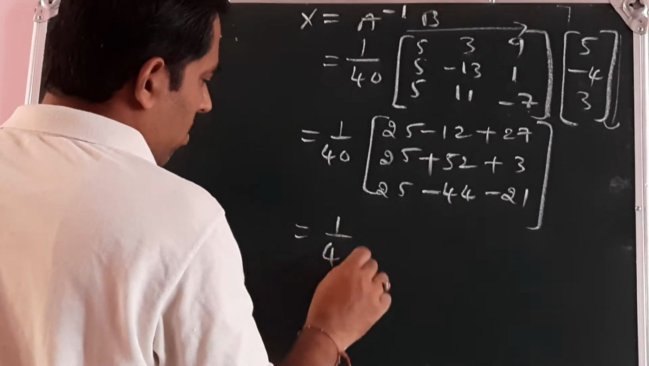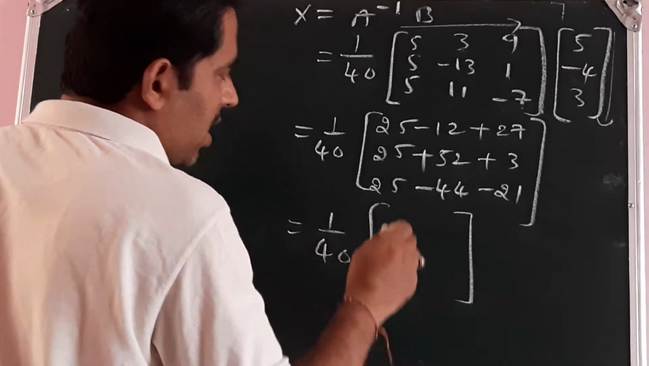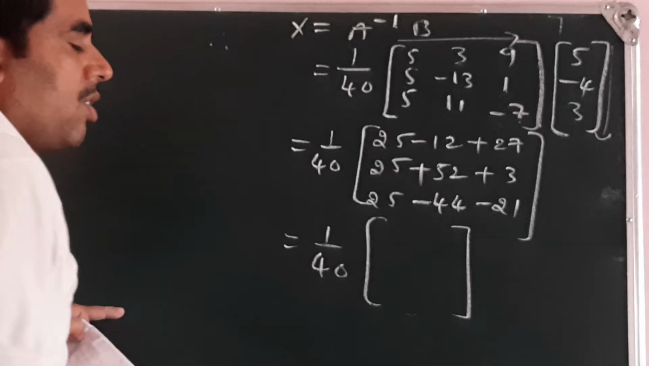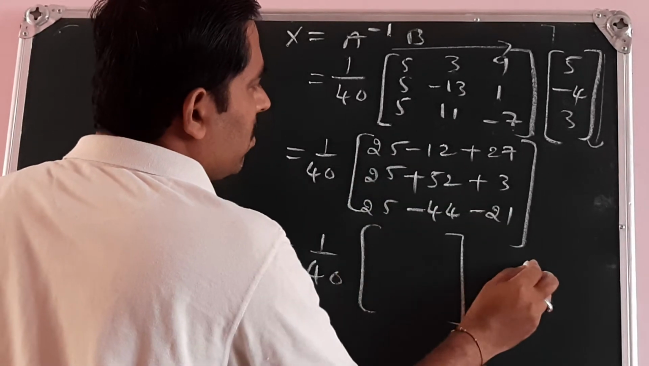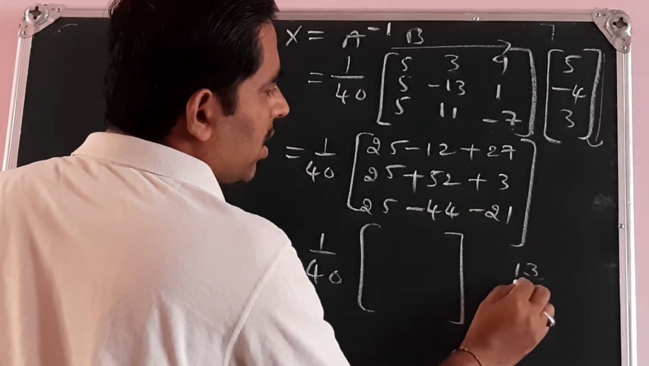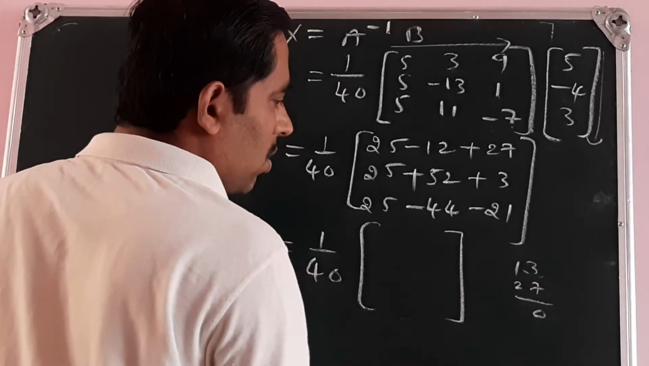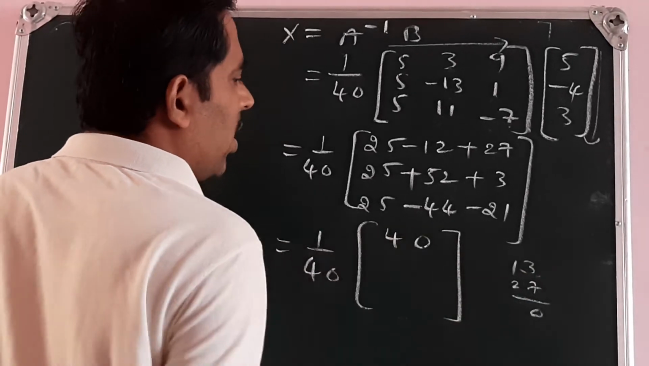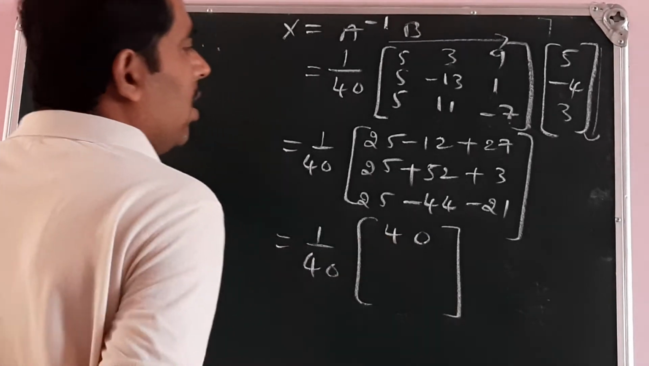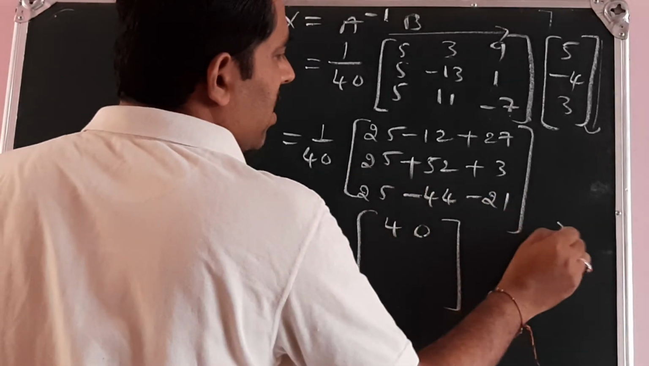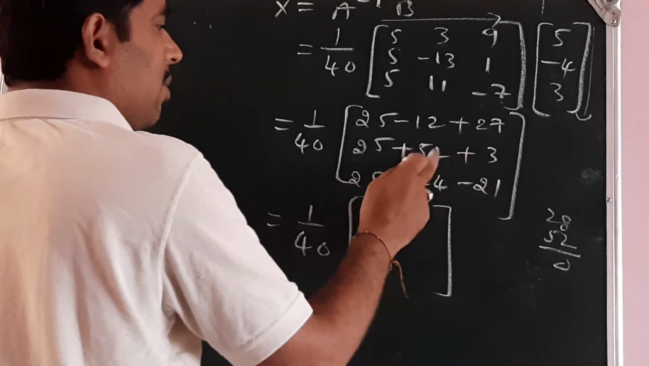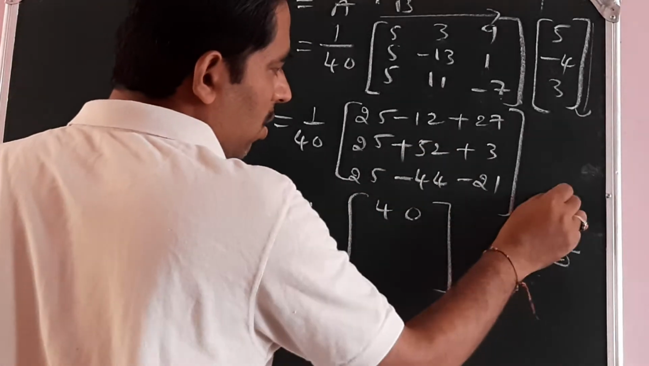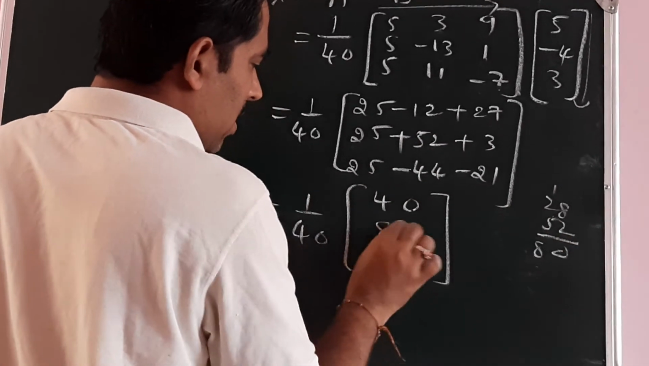So then 1 by 40, you calculate this here: 25 minus 12 plus 27. 25 minus 12 will be 13, so 13 plus 27, that is 40. Adding over, I get 40. Then 25 plus 28 plus 52, we have to add 28 and 52, that will be 80.